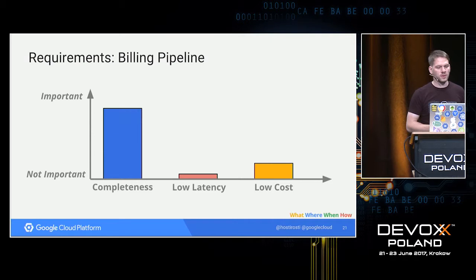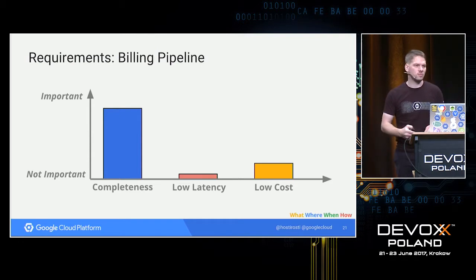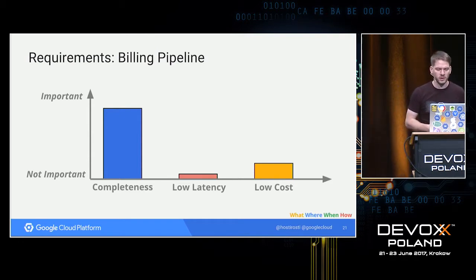And on the y-axis, you have the importance. Now, what could trip someone up, and it tripped me up the first time when I created that graph, is that if the bar for low latency is low, it doesn't mean low latency. It means low latency is not important. So that's important to point out here.